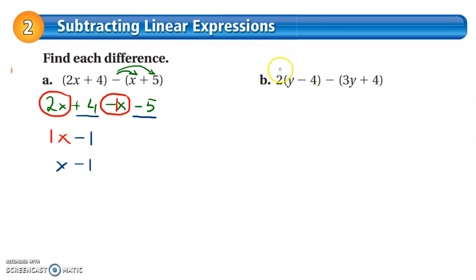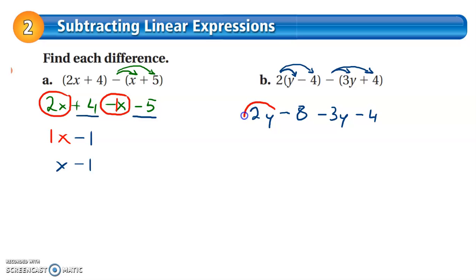All right, example B. 2 times y gives us 2y. 2 times negative 4 gives us negative 8. And then this minus we're going to distribute to everything. Negative 3y and negative 4. All right, let's look for like terms.